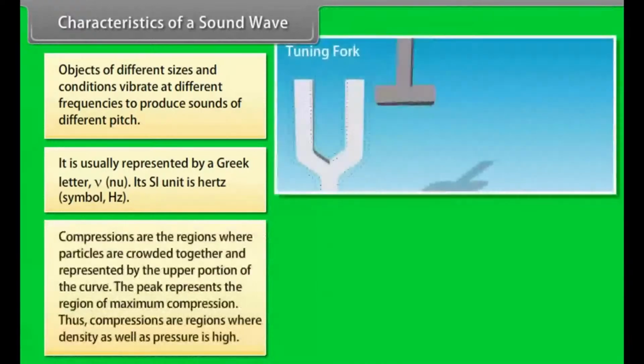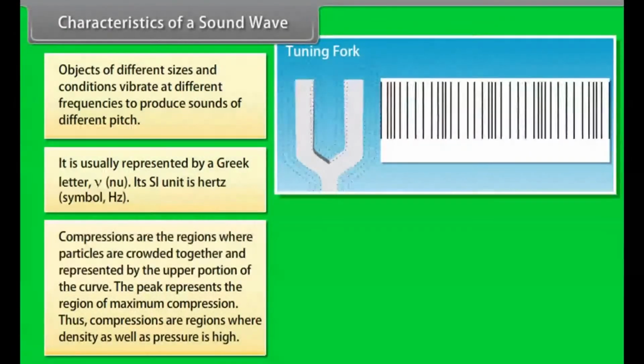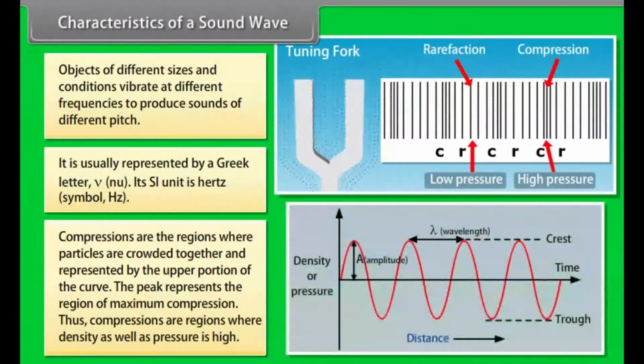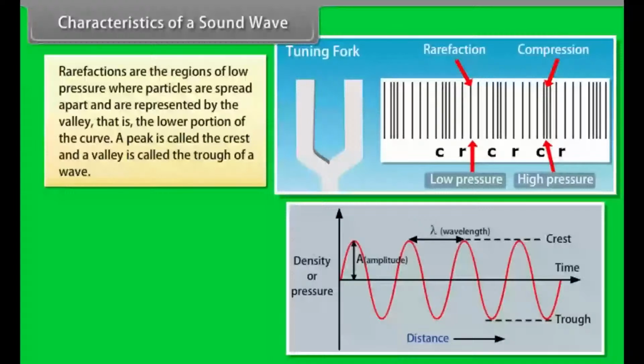We know that compressions are the regions where particles are crowded together, represented by the upper portion of the curve. The peak represents the region of maximum compression. Thus, compressions are regions where density as well as pressure is high. Rarefactions are the regions of low pressure where particles are spread apart, represented by the valley, that is, the lower portion of the curve. A peak is called the crest and a valley is called the trough of a wave.